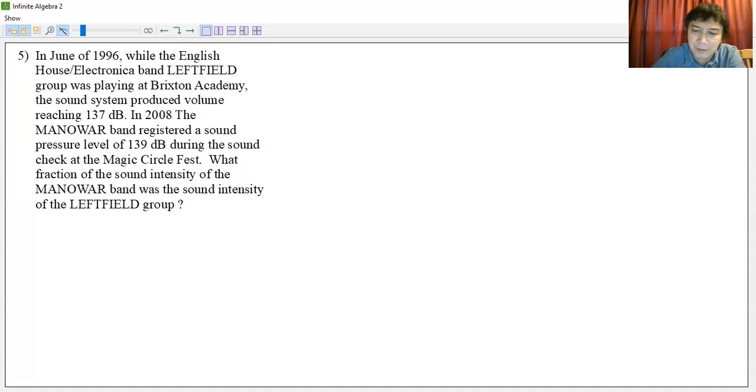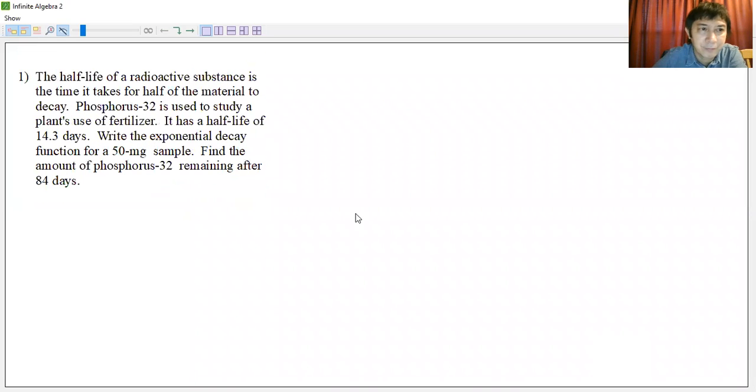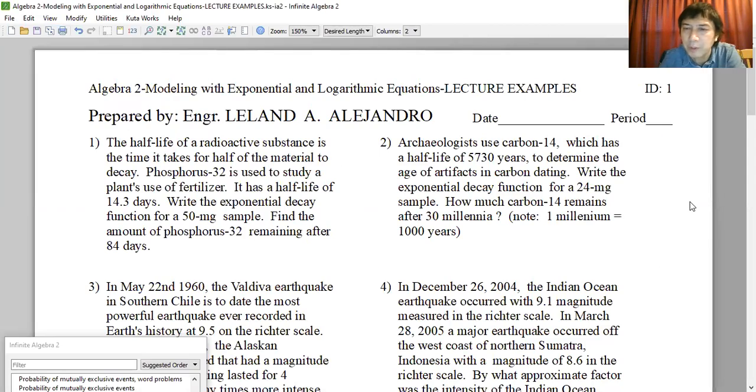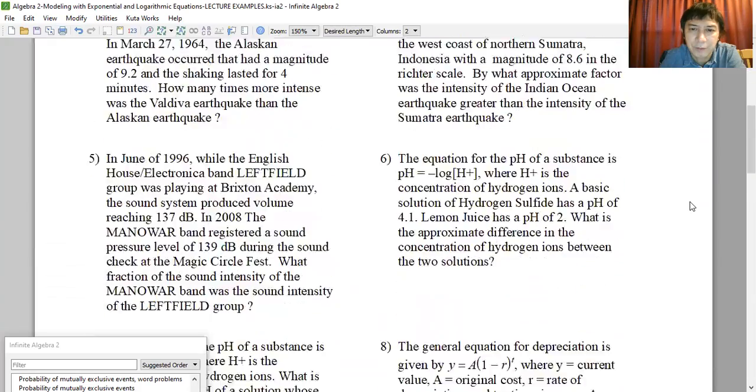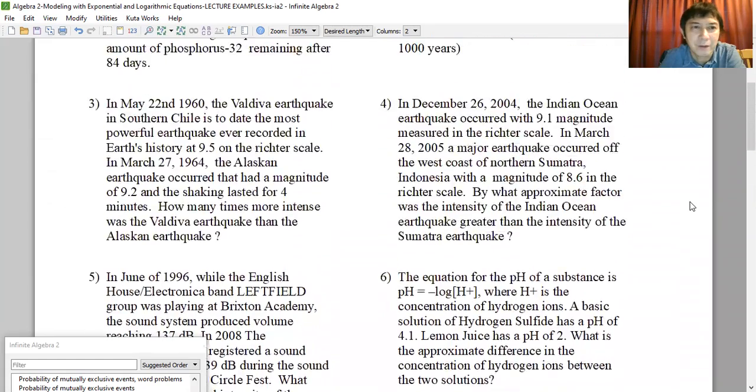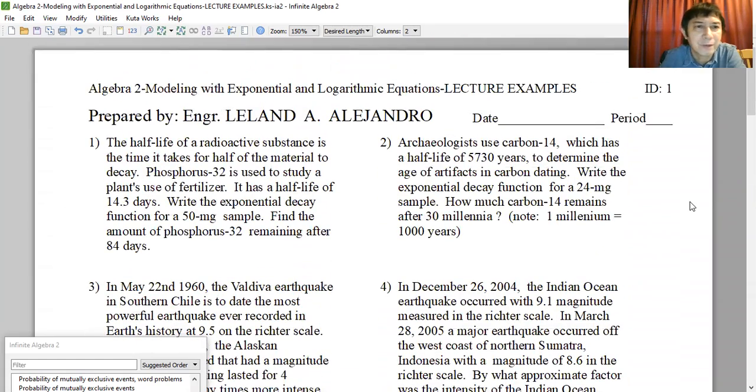Okay, let us start from the first number, and let's see the total first. So this will be about 8 questions. All right, 8 questions. So let us start with the first one.